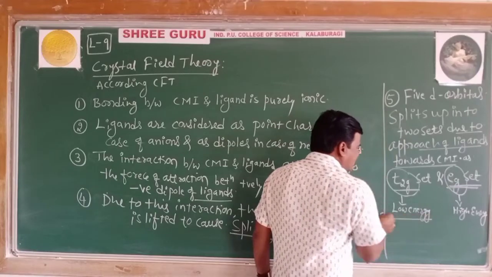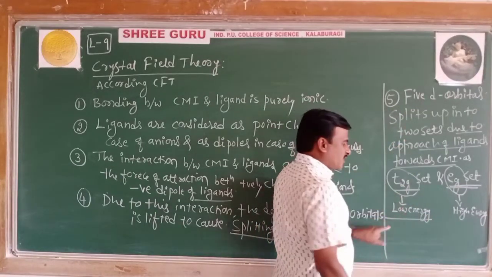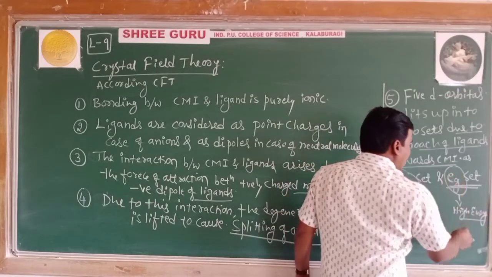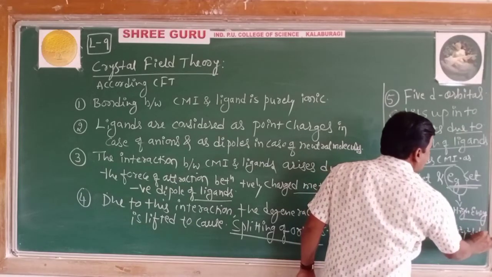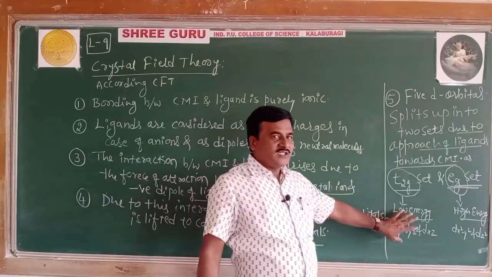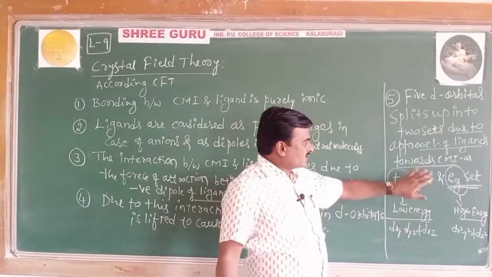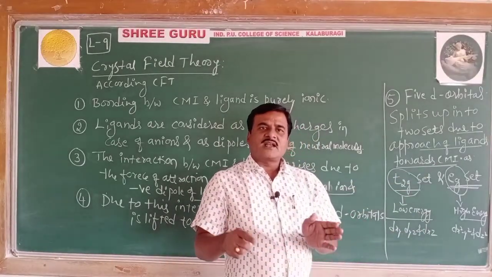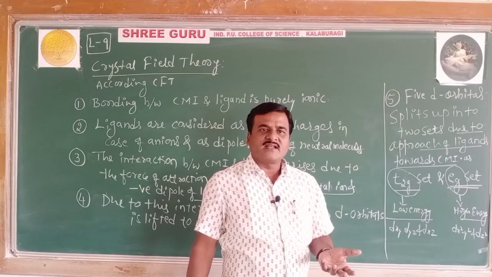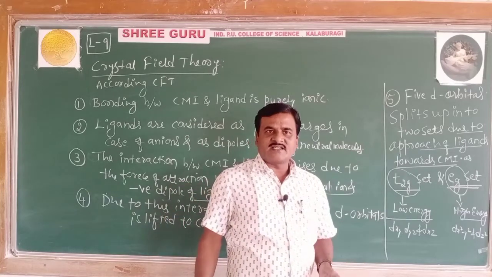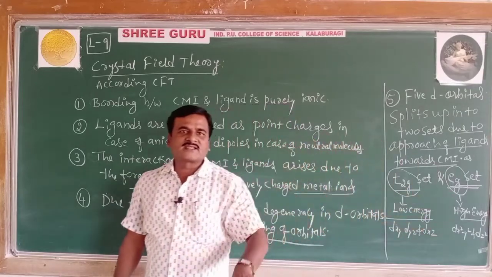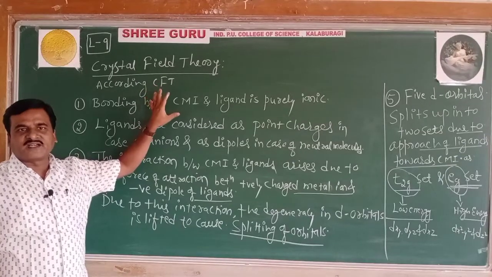Out of the 5 degenerate orbitals, the lower energy T2g orbitals are dxy, dyz and dxz, and the higher energy Eg orbitals are dx square minus y square and dz square. This splitting into T2g lower energy orbitals or Eg higher energy orbitals is totally based on the nature of the ligand. A strong ligand gives you a high energy set, and weak ligands give you a lower energy set. These are the ideas given by CFT, the crystal field theory.